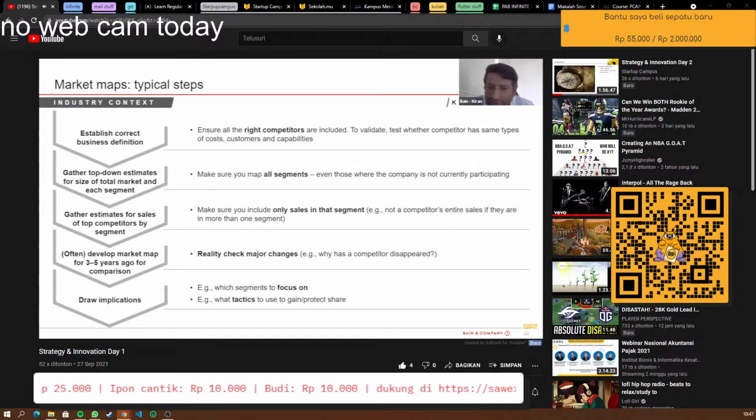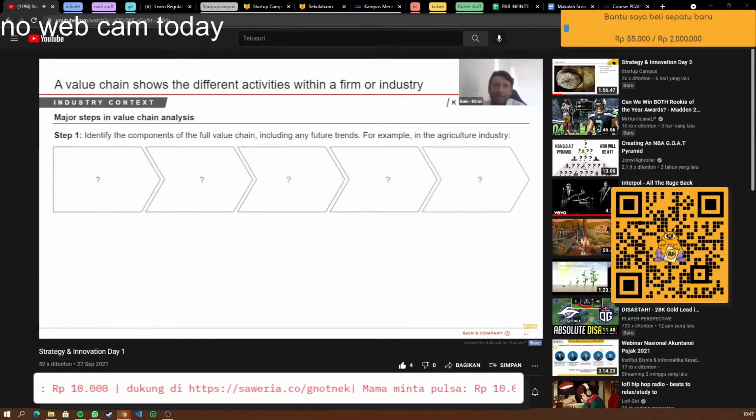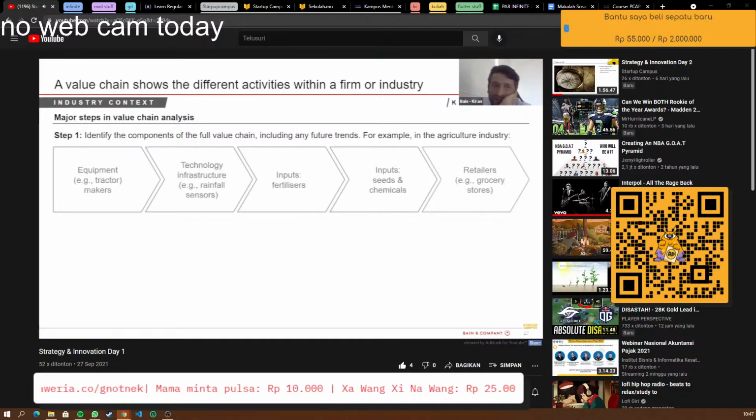Try and get down to it. And then finally, draw implications on what it actually means. What segments do I need to focus on? What tactics do you need to actually do? Do I protect share? Do I increase share? So on, right? So that's the typical set of steps that you undertake. And then once you've done that, you say, what are the various steps in the value chain in the industry that I operate in, right?